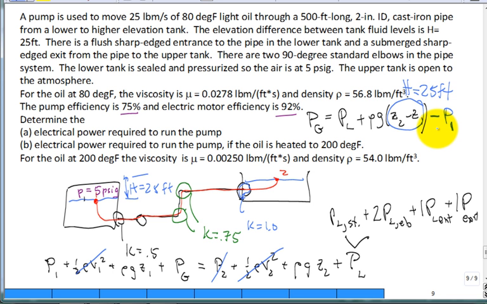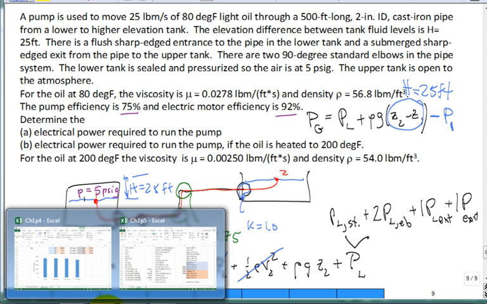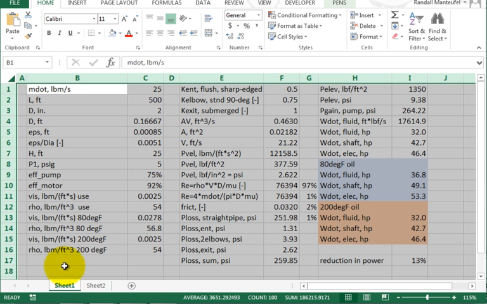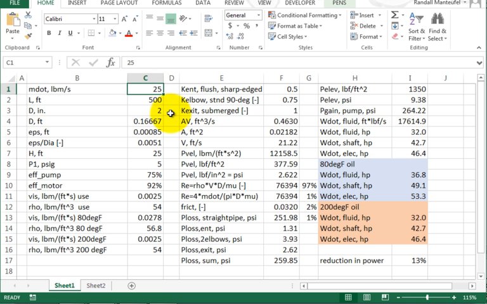Let me run over and show this Excel file. I was going to build it, but I don't have time. So I just show it. So escape here. Okay, so 25, the length is given, the diameter 2 inch in feet, the relative roughness calculated, height difference from inlet to outlet, the inlet pressure, efficiency of the motor. A lot of this is just given.